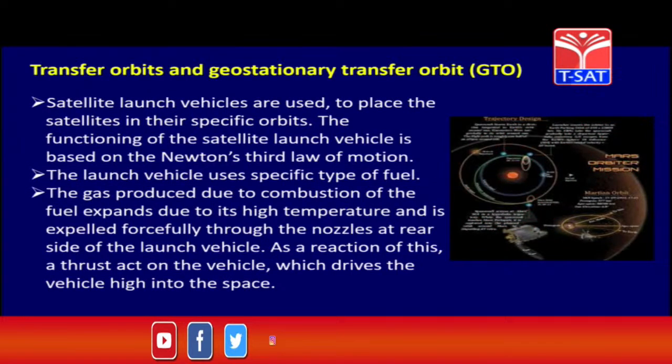The satellite launch vehicles are used to place the satellites in their specific orbits. We have learned this. The functioning of the satellite launch vehicle is based on Newton's third law of motion. We all know Newton's third law, that is, for every force there is an equal and opposite force. So the launch vehicle uses a specific type of fuel, that is, the gas produced due to combustion of the fuel expands due to its high temperature and is expelled forcefully through the nozzle at the rear side of the launch vehicle.